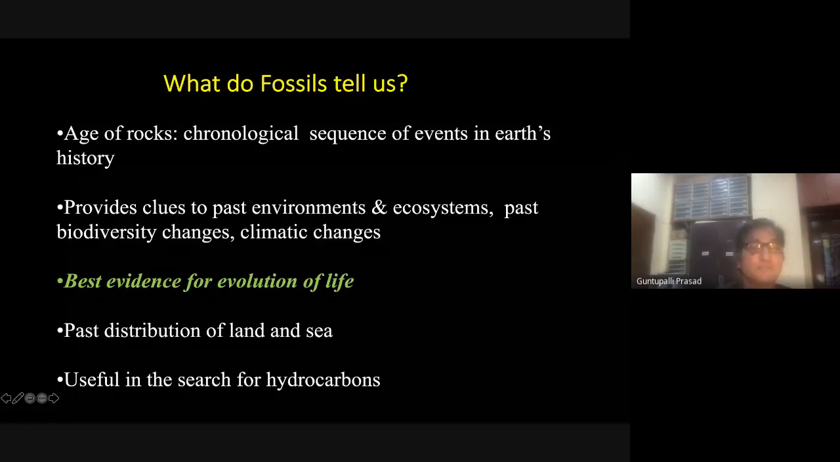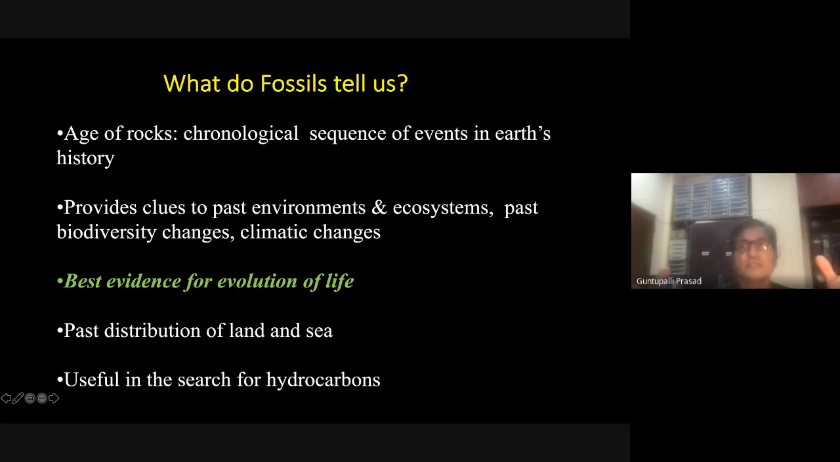And the past distribution of land and sea, like how the continents were arranged in the past. Probably you know that around 250 million years ago, all the continents were together in a single supercontinent known as Pangaea. After that, they broke up and moved away from each other to reach the present day position. You can actually learn that by looking at the fossils. Then, as I have already mentioned, the use of microfossils in hydrocarbon search.